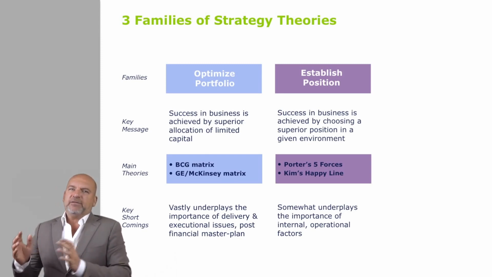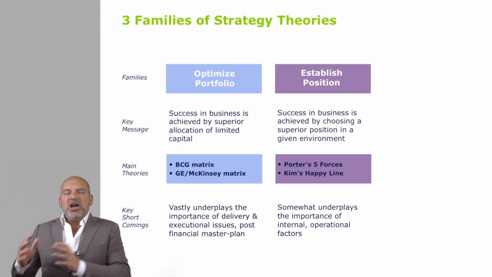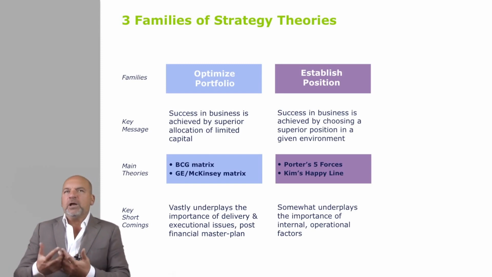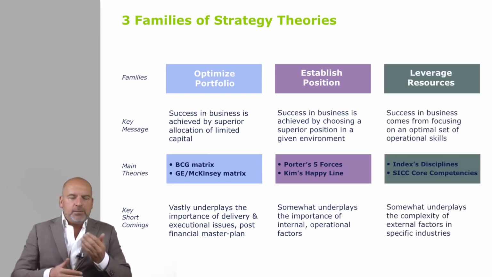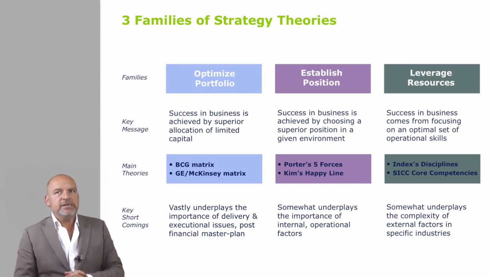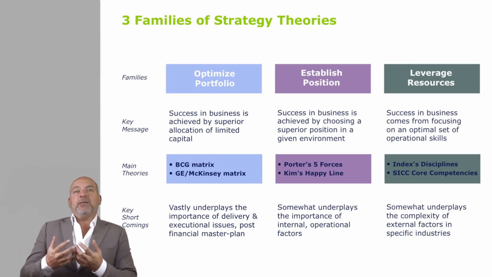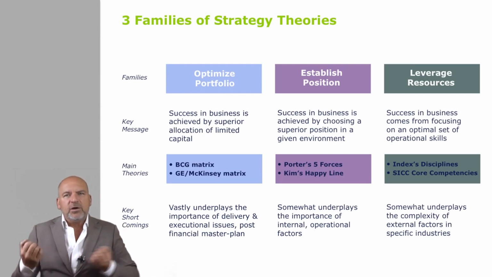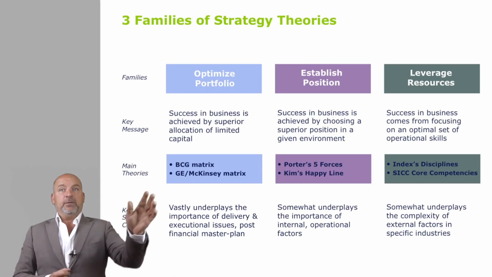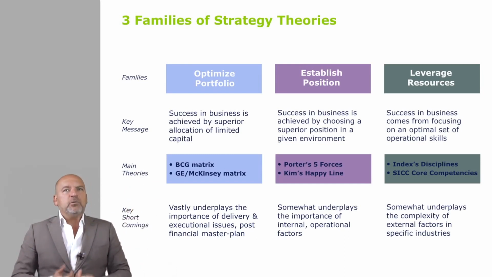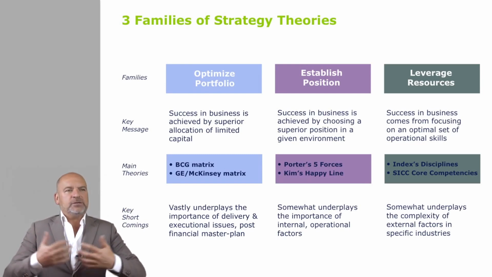And then, after these two families, in the 1990s, a third family kind of comes to the fore. Allow me to call them leverage resources. We'll see a bit more of that in the next module in modern strategy theories. And this particular family has as a unifying theme the idea that no, it's not about moving things around, it's not about picking a position, it comes from within. It's about focusing on an optimal set of operational skills, growing out to succeed better.